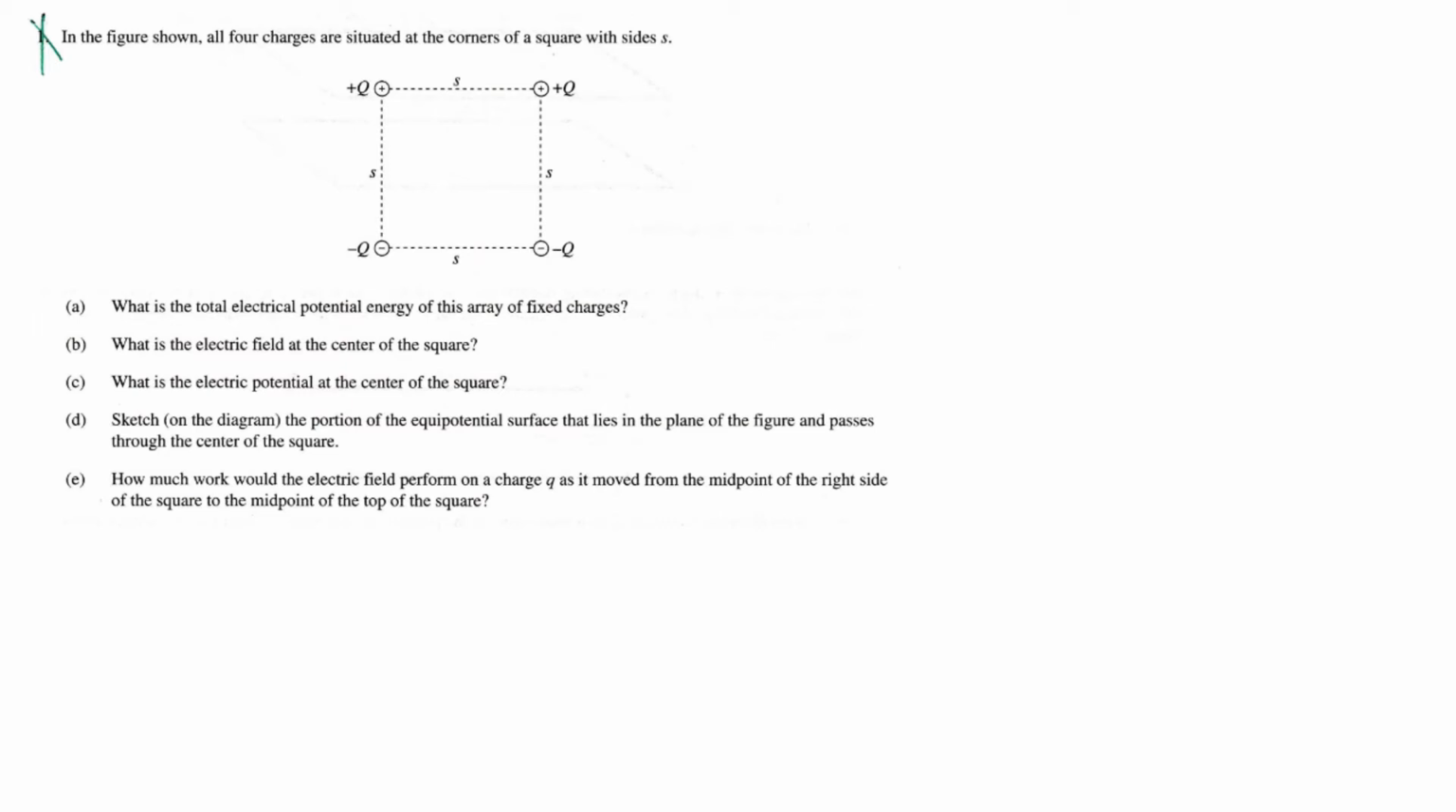Alright, let's do some easy physics. In the figure shown, all four charges are situated in the corners of the square. What's the total electric potential energy? So how much potential energy is in here? Remember, your formula for electric potential energy is going to be voltage times charge.